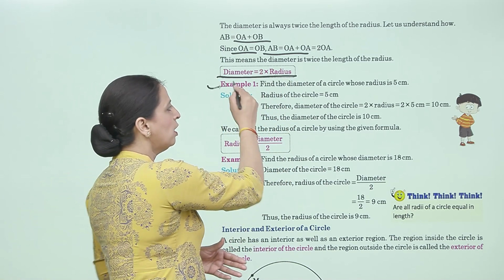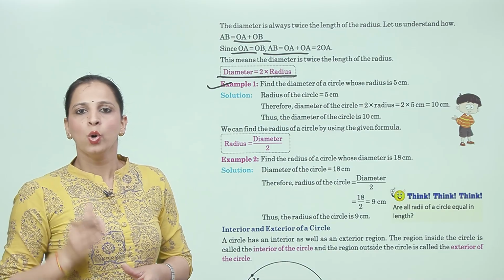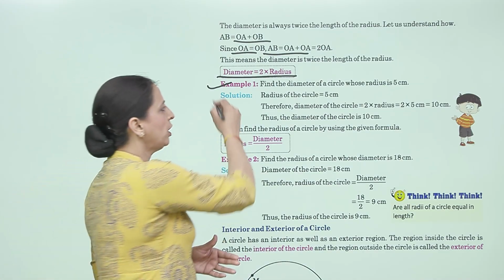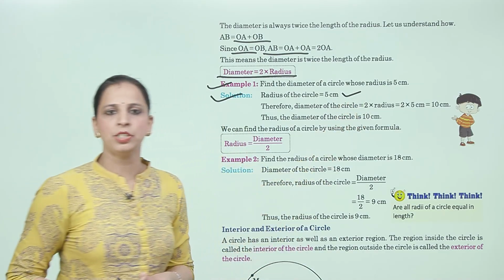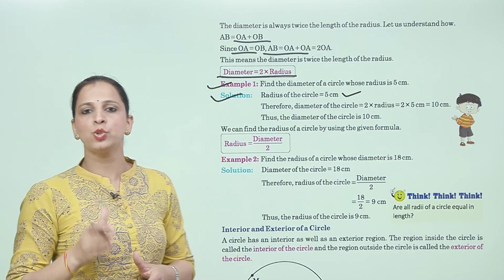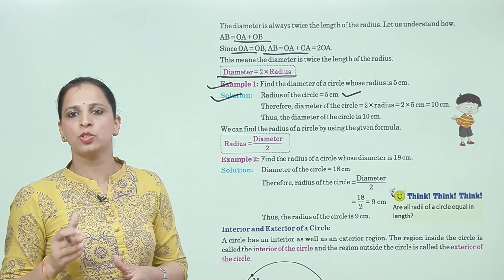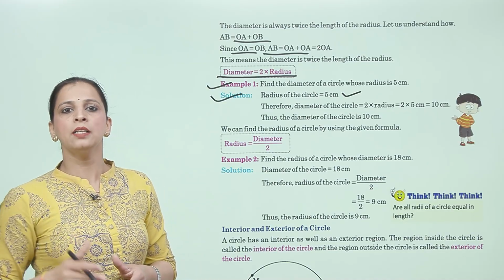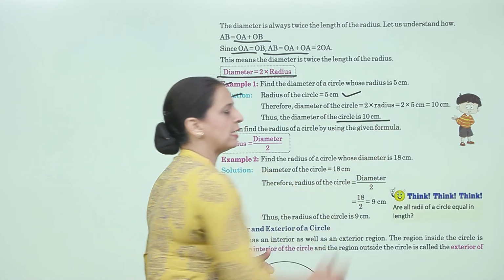Now, example 1. Find the diameter of a circle whose radius is 5 cm. Solution. Radius of the circle is 5 cm. Therefore, diameter of the circle is 2 into radius, that is 2 into 5 cm is equals to 10 cm. Thus, the diameter of the circle is 10 cm.